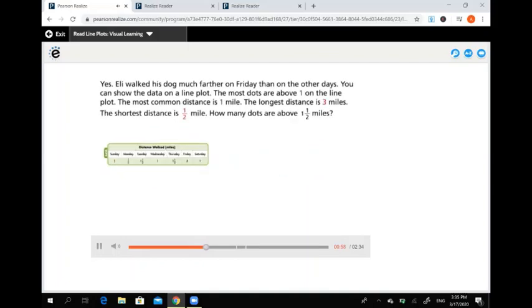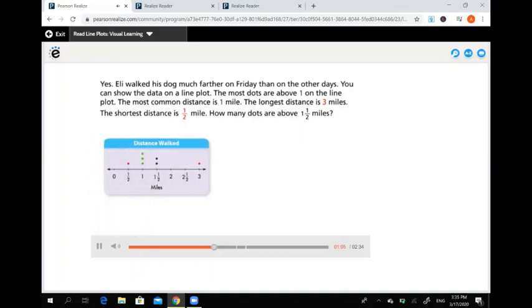Yes, Eli walked his dog much farther on Friday than on the other days. You can show the data on a line plot. The most dots are above 1 on the line plot. The most common distance is 1 mile. The longest distance is 3 miles. The shortest distance is 1/2 mile.